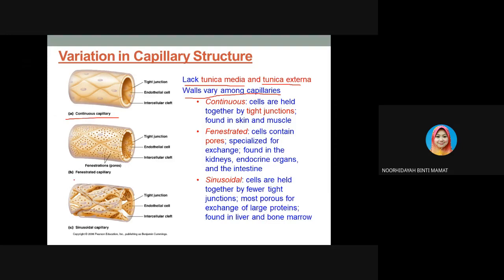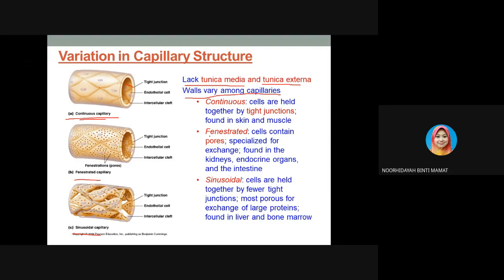So here we have three capillary variations. The first one is the continuous capillary. It actually contains cells which are held together by tight junctions. Okay, so this is the tight junction. They are comprised of cells held together by tight junctions, and this continuous capillary can be found in skin and muscles.